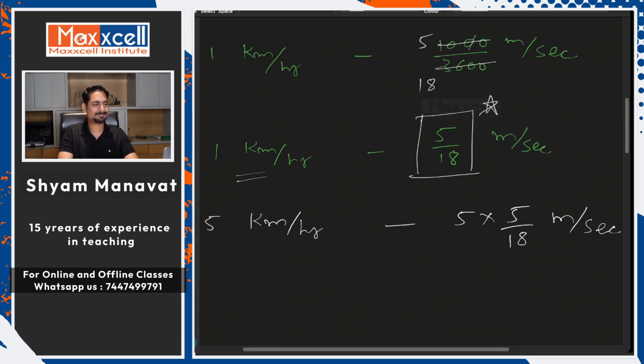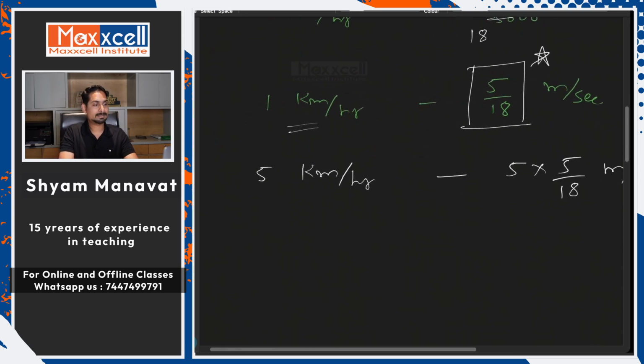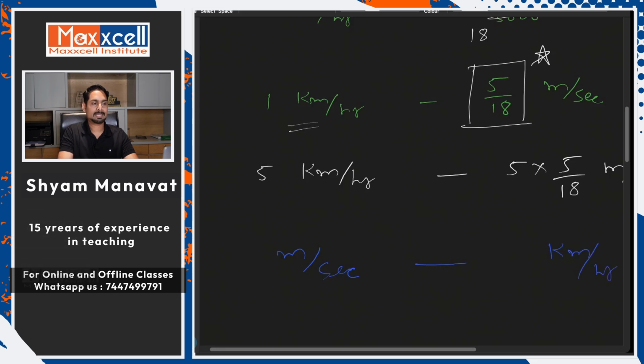Remember this number. Okay, if you do it the other way around, suppose you have meter per second and you want to convert that into kilometer per hour, then the conversion will be reverse. 1 meter per second to kilometer per hour will be reverse. It will be 18 by 5, right? So what will be the multiple constant, or the number by which you multiply for unit conversion here? 18 by 5. So remember this.